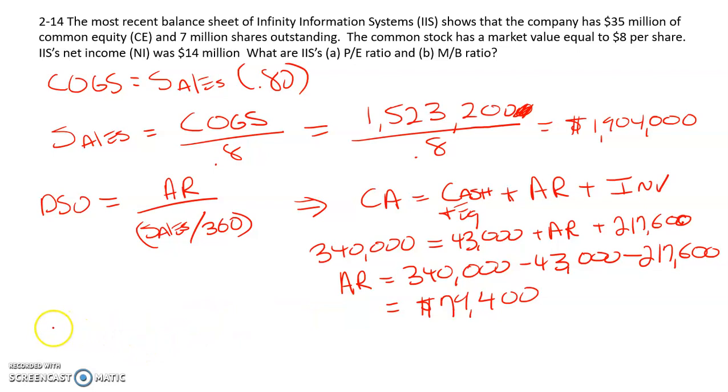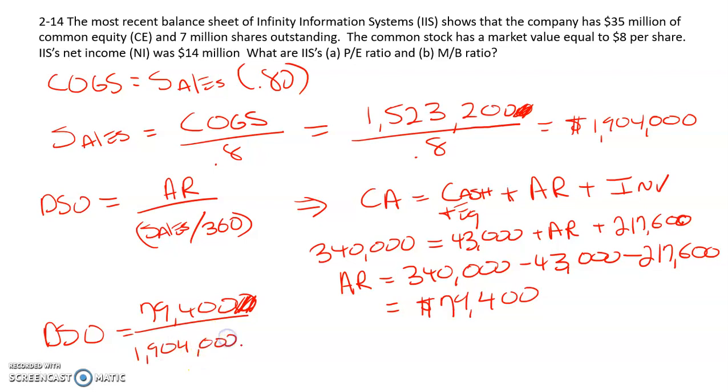So come over here, DSO is equal to 79,400 divided by 1,904,000 divided by 360. Again, remember to do this first. And we should get 15.01 days.